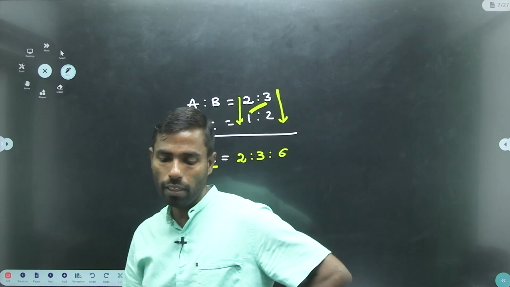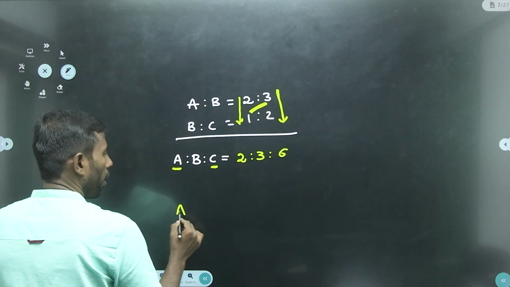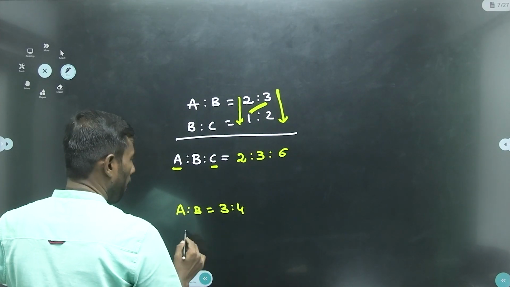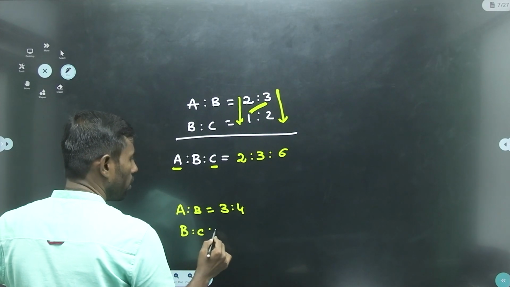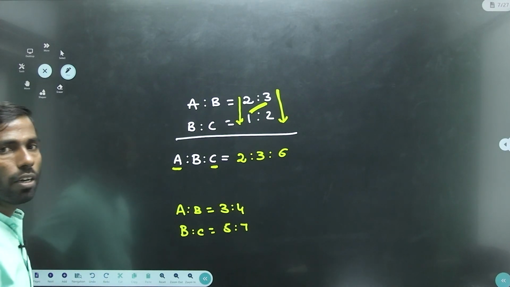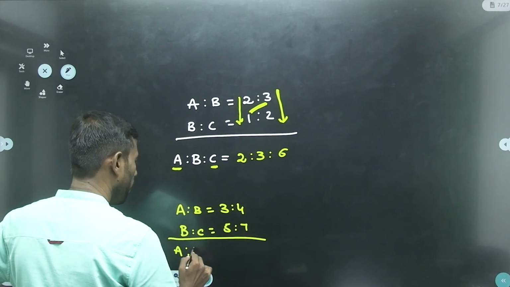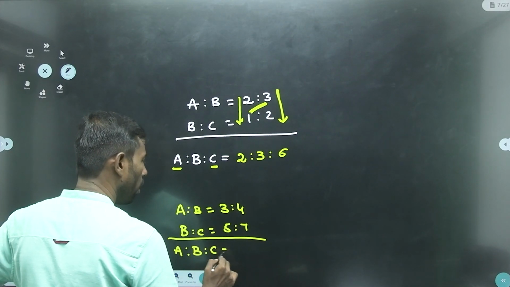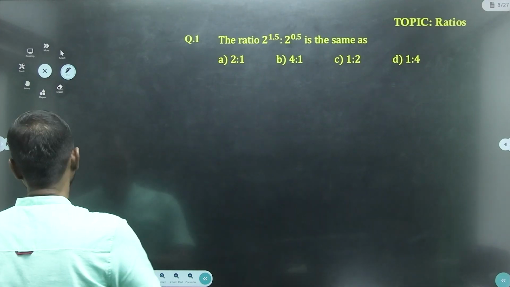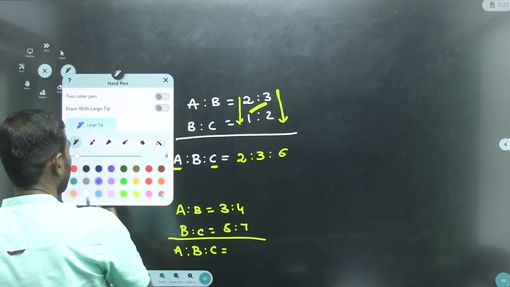I'll take another example, then it will be clear to you. A ratio B is 3:4. B ratio C is 5:7. Find out the ratio of A:B:C. Now, I told you to find out the first column.